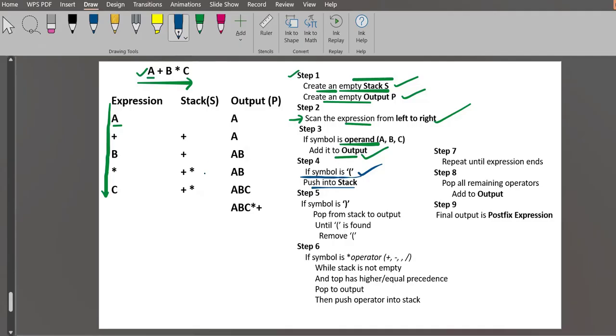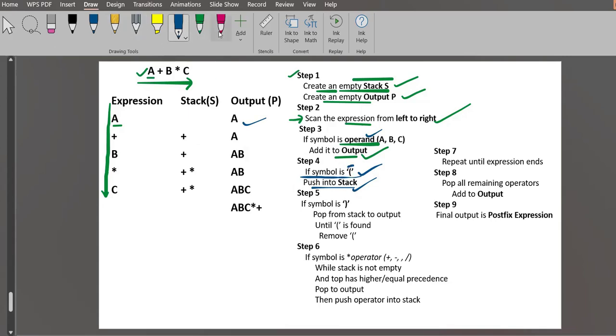So if the operand comes first, then we have to put it in the output side. Okay, if a symbol comes, like you can say any bracket, that we have to push into the stack. Push karna hai, open bracket we are talking about, open bracket, remember.